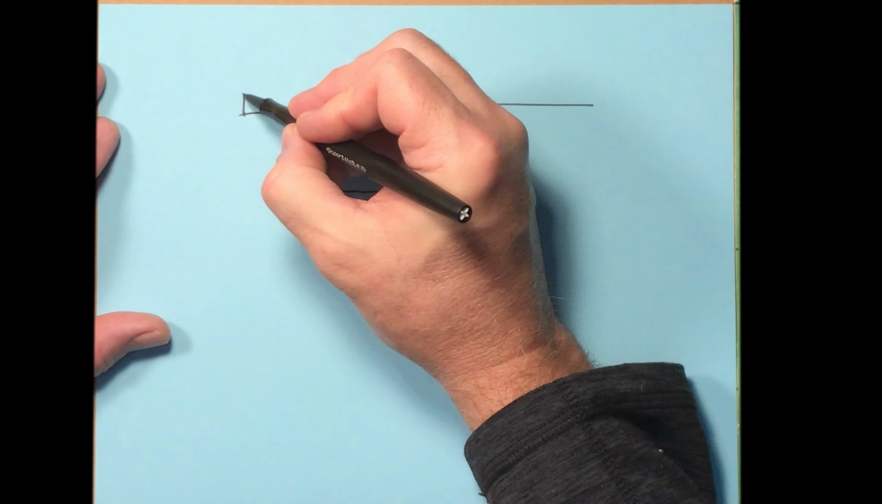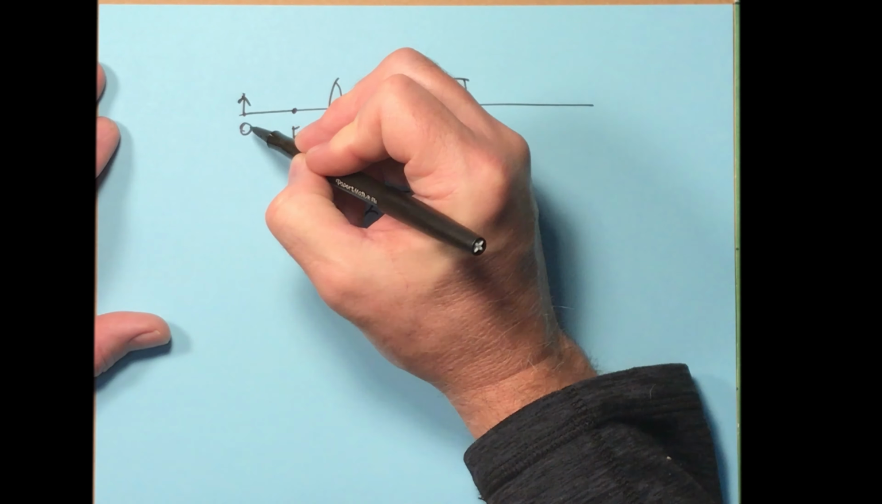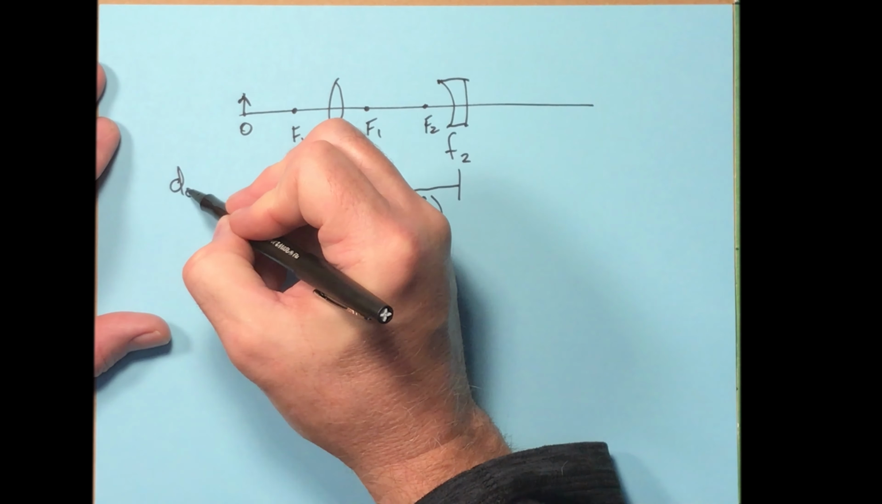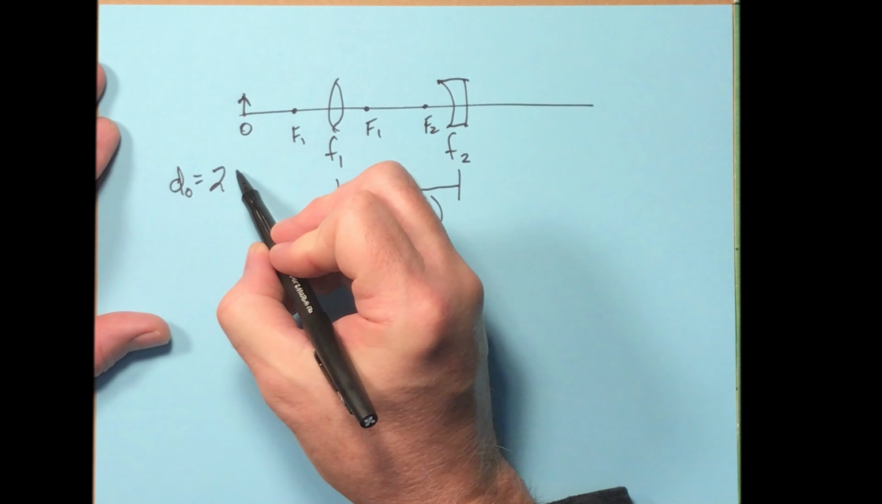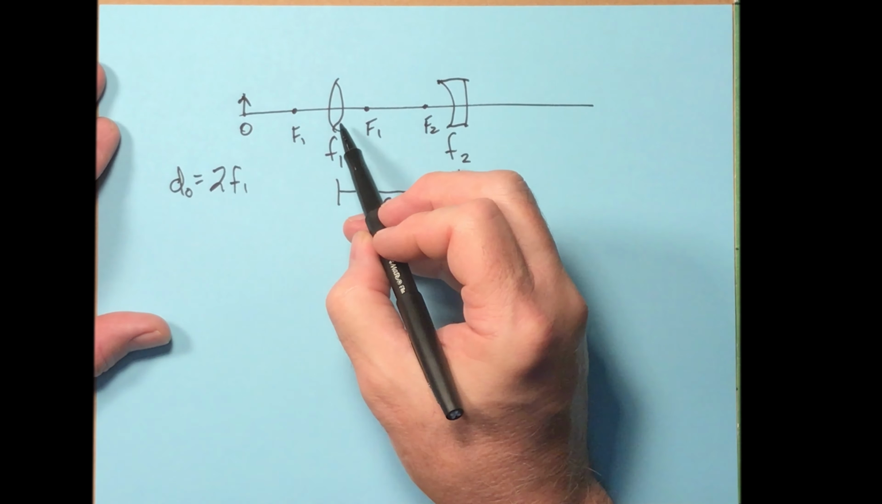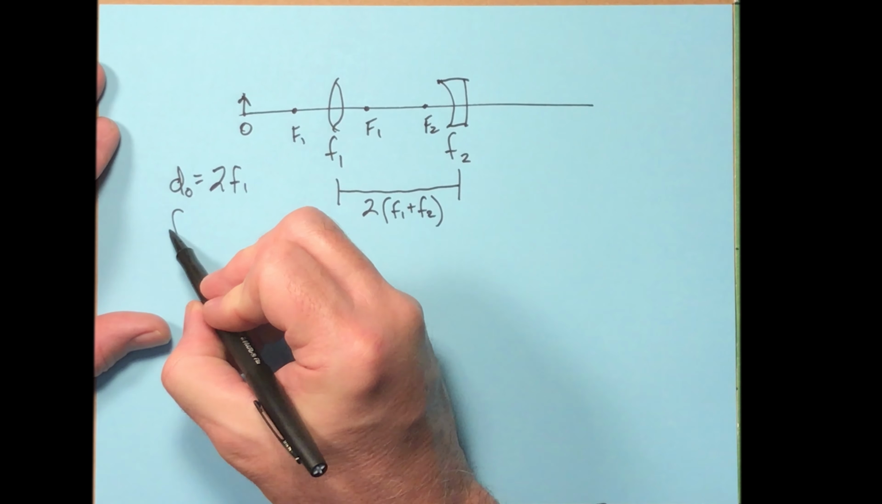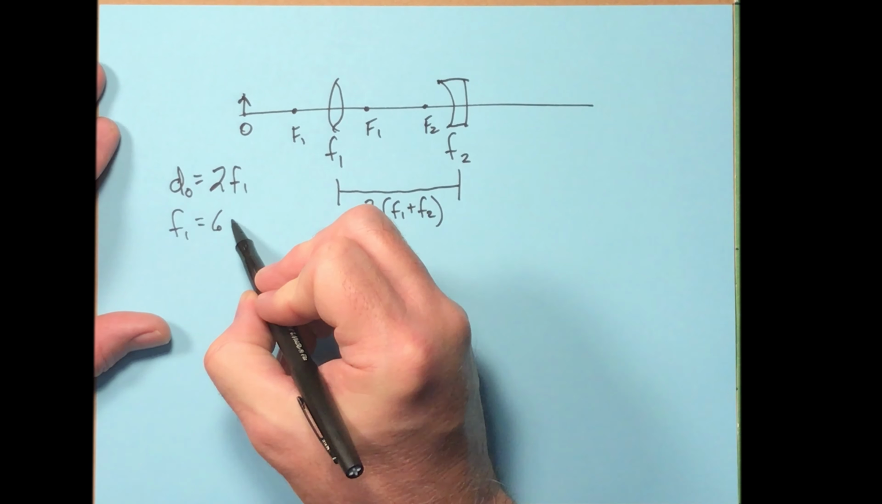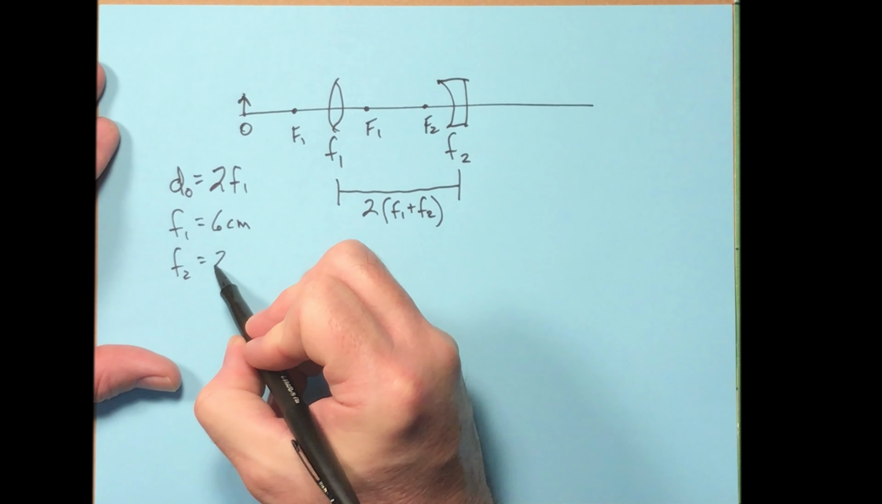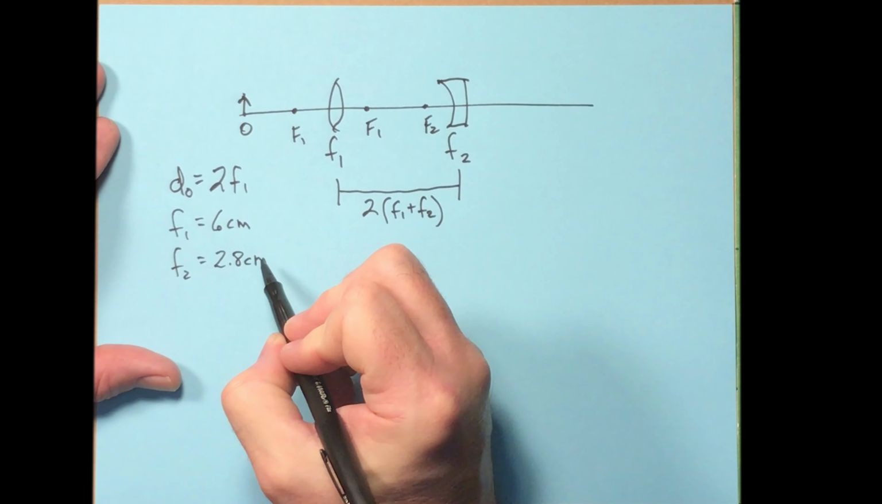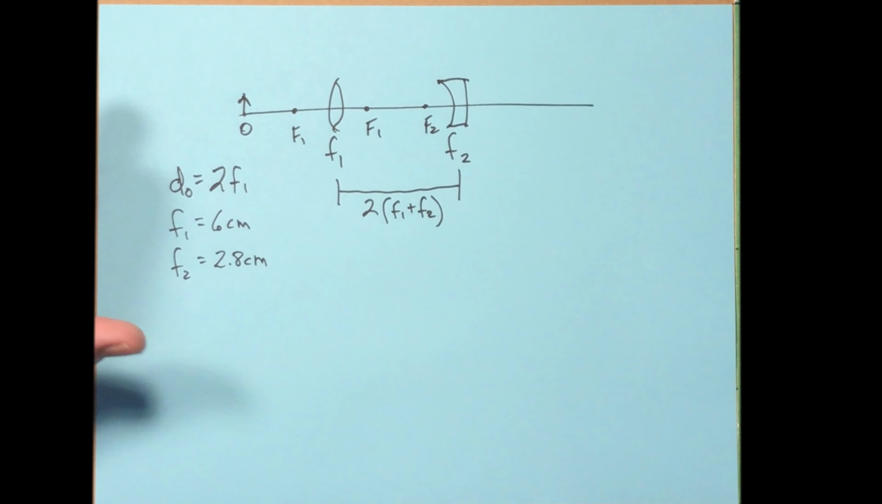And the object is out here. Okay, well the distance to the object is, let's say it's 2 f1 from this lens right here. And f1 is 6 centimeters, and f2 is 2.8 centimeters. Okay, now what could you find from this?